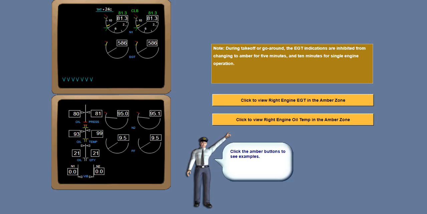The normal operating range of all parameters is indicated in white. Caution ranges are depicted by amber bands. Whenever any parameter reaches the amber band, the pointer, digital readout, and readout box change from white to amber. Please read the note about when the amber EGT color is inhibited for takeoff.